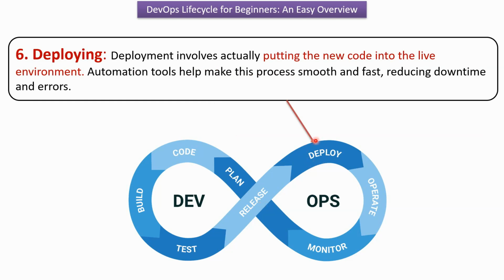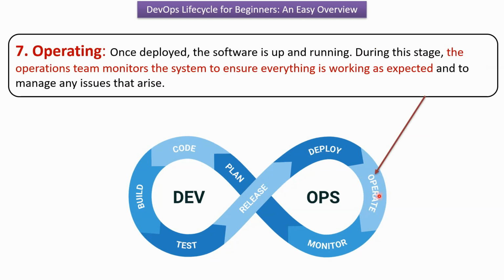Sixth step is deploying. Deployment involves actually putting the new code into the live environment. We can use automation tools to help make this process smooth and fast, and it reduces downtime and errors.